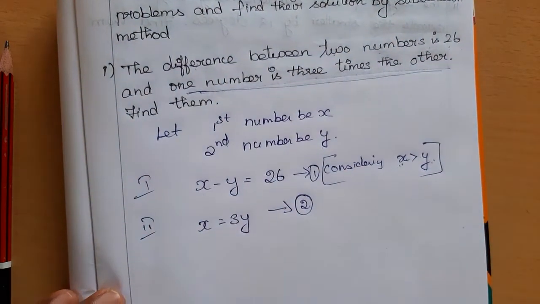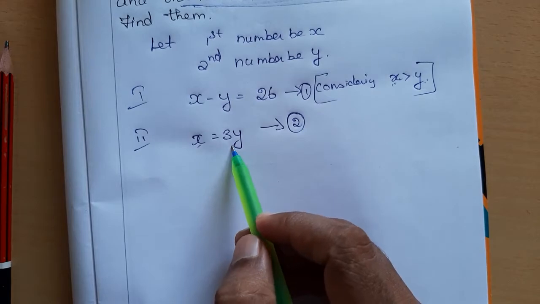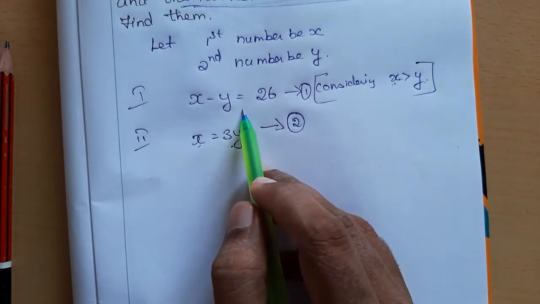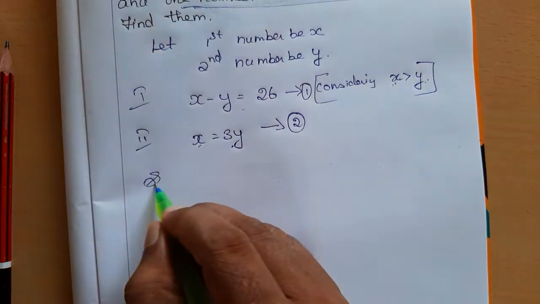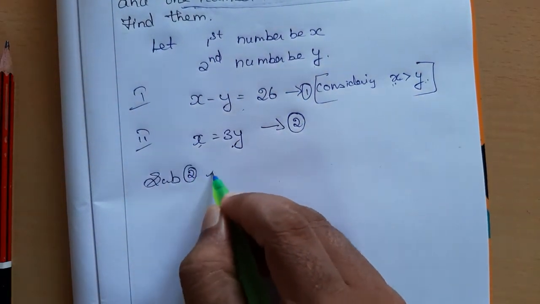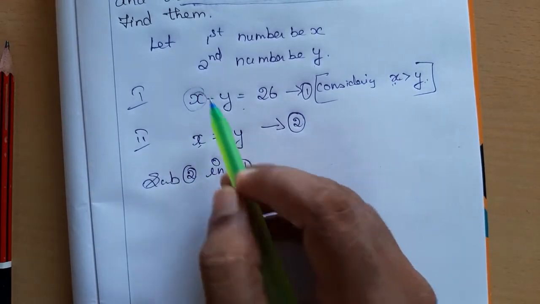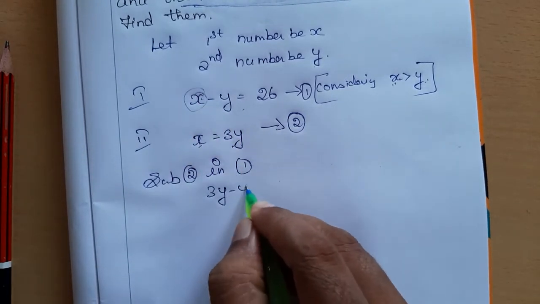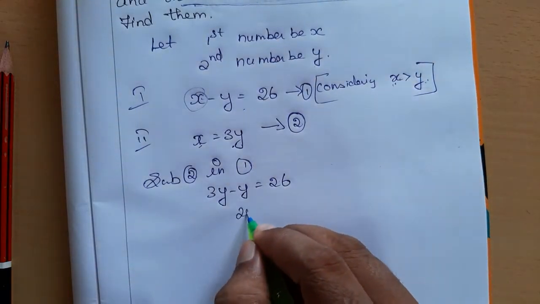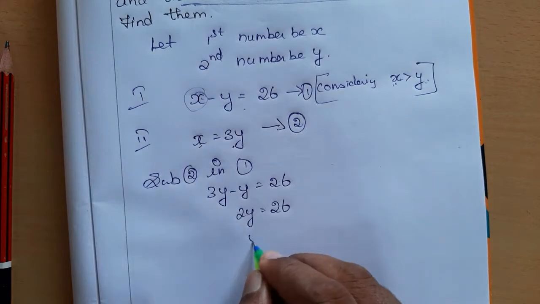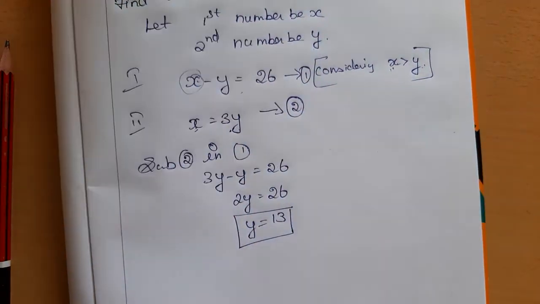Clear? Now we can see x is already expressed in terms of 3y. Just substitute in the first equation, you will get the entire term in y and you can find the value of y. So substitute equation 2 in 1. In the place of x, replace 3y. 3y minus y is equal to 26, so 2y is equal to 26. So y is equal to 13, right?